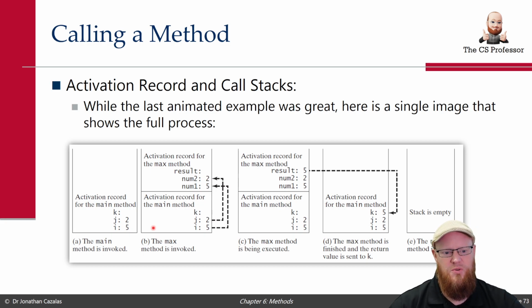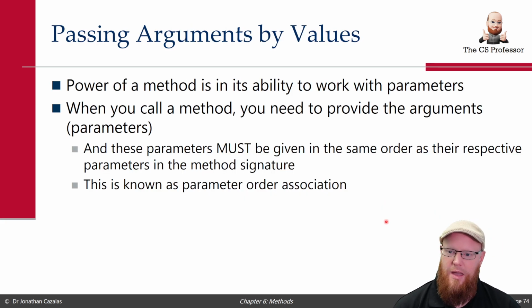Now that last example was with animation, but here's just a single image to see what's going on with these activation records. Here's the activation record for main. Main then calls max. We have the activation record for max open on the stack. We determine which is the maximum. We get that result as 5. It's returned, which means that activation record for method max is removed from the stack. We then go back to main. We finish processing the main method. Once the main method has completed, that activation record for main is finally removed from the stack, and then the program has completed.